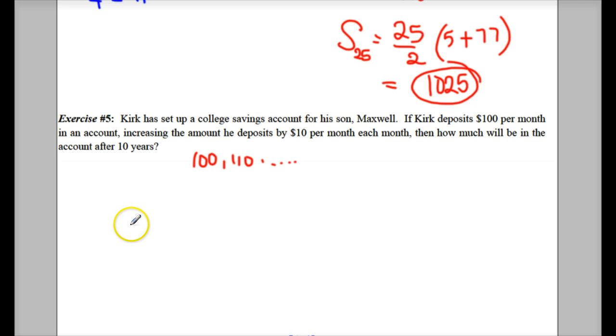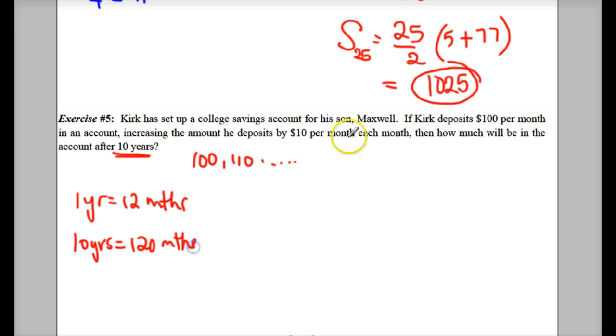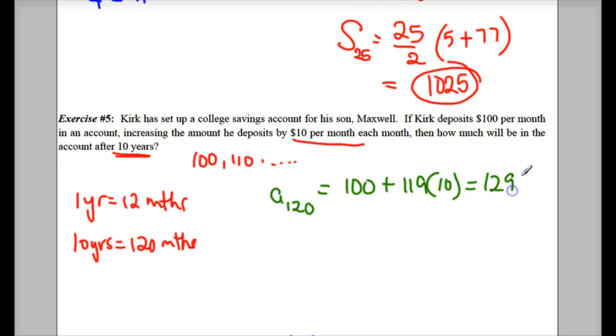Remember the definition. So 10 years, how many months are in 10 years? That's the first thing you need to think. 1 year has 12 months. Therefore, 10 years would have 120 months because it says the deposit goes up per month. So I have to find a sub 120. A sub 120 would be my starting 100 plus 119, 1 less than this number, times 10. This will give me 1290.